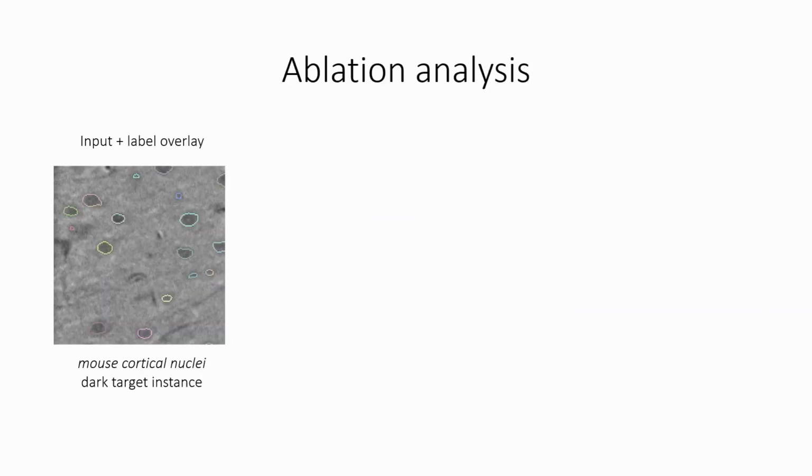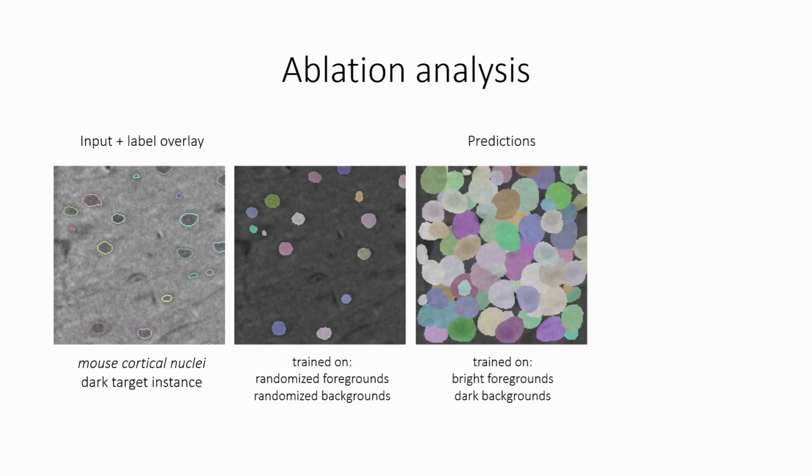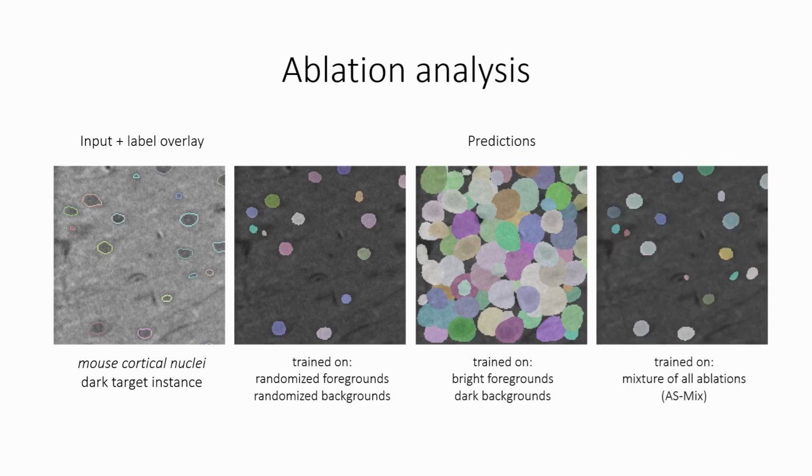As a highlight from our ablations, when segmenting dark cortical nuclei in micro-CT, a model trained on randomized foregrounds and backgrounds is able to zero-shot segment instances of interest as expected. However, a model trained on virtual data with bright foregrounds and dark backgrounds fails catastrophically out of distribution, highlighting the importance of intensity randomization. Finally, the final model, trained on a mixture of all the ablation models, improves performance further in regions indicated by the white arrow.